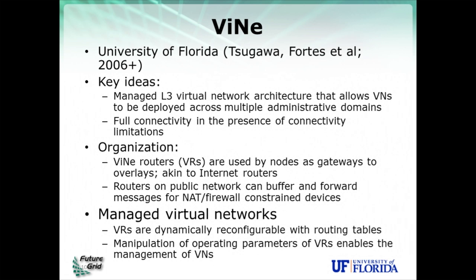These routers are programmed through ViNe APIs and interfaces that allow routing tables and the creation of address spaces and the like. For NAT traversal and firewall traversal, ViNe relies on routers on the public network that can buffer and forward messages in the overlay for devices that are constrained by rules in the NATs and firewalls that prevent incoming packets, for example.